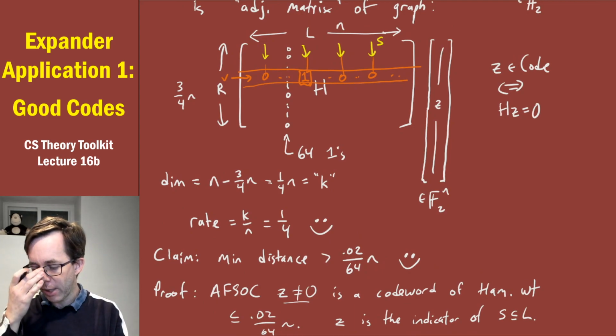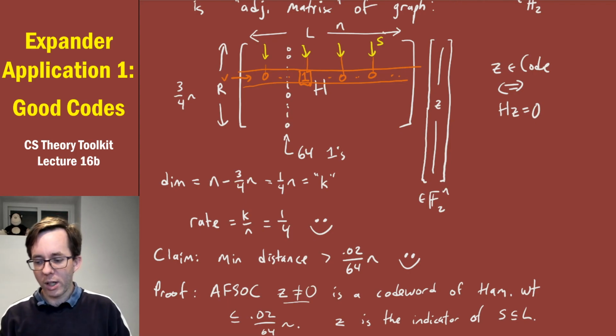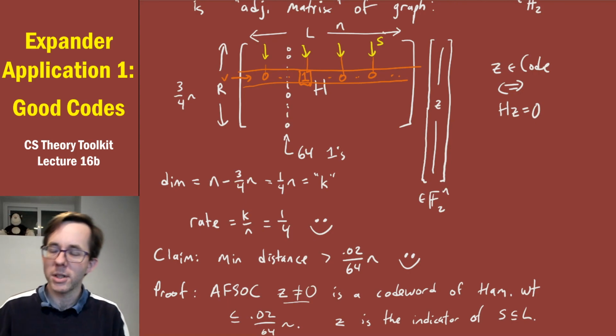I wrote a little Piazza post about how you go from the parity check matrix to the generator matrix, but basically you take out a few columns and then take the transpose.